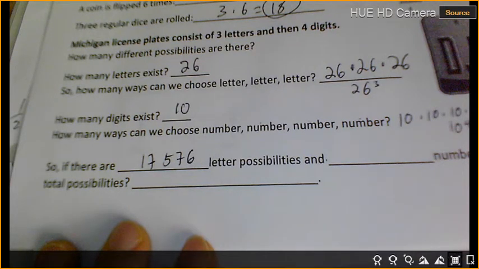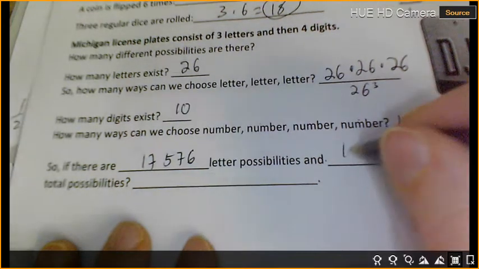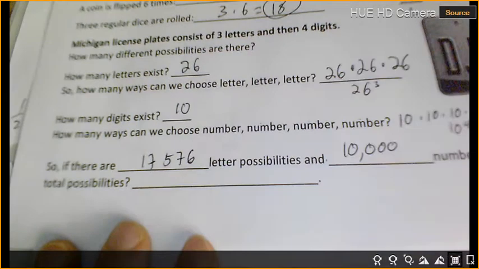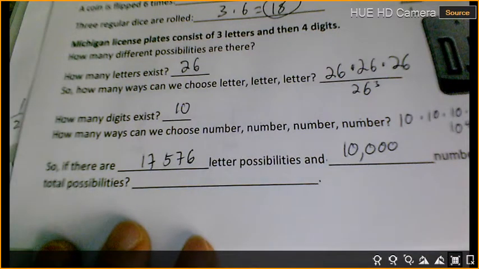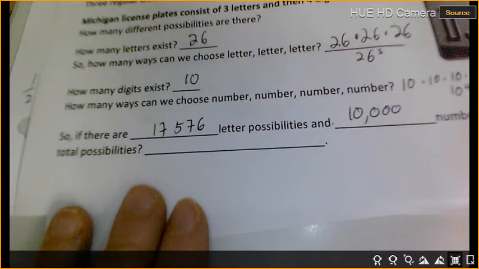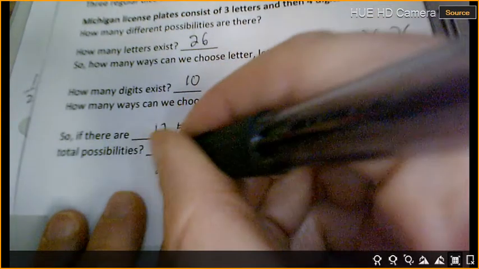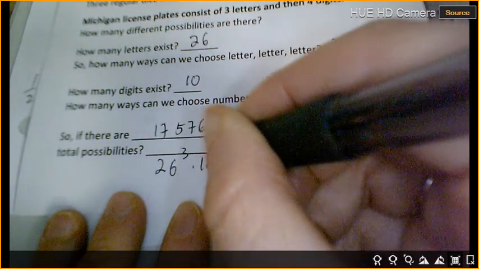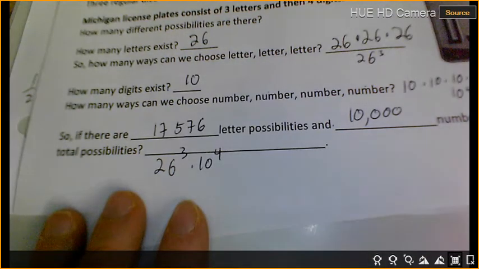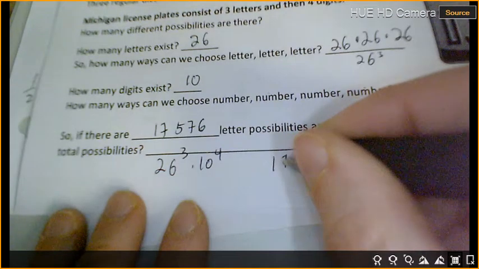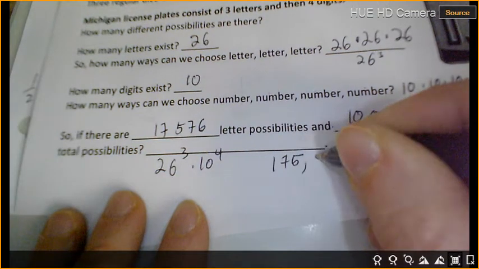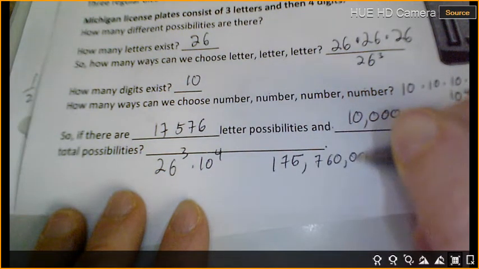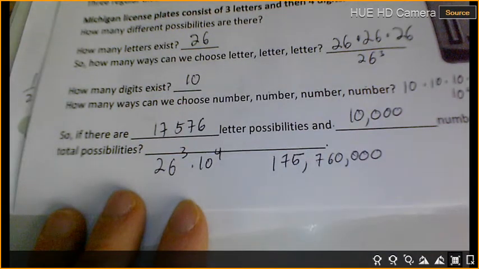Okay, what's 10 times 10 times 10 times 10? 100,000. Oh, wait. It's 10,000. You said 100. Okay, so how am I going to find my total possibilities? Not add, but multiply. It's going to be huge, right? So you can also go 26 to the 3rd power times 10 to the 4th, and then you have less stuff to type in your calculator, right? But you get 1,760,000. That's a fat number. Yeah, that's so many possibilities.